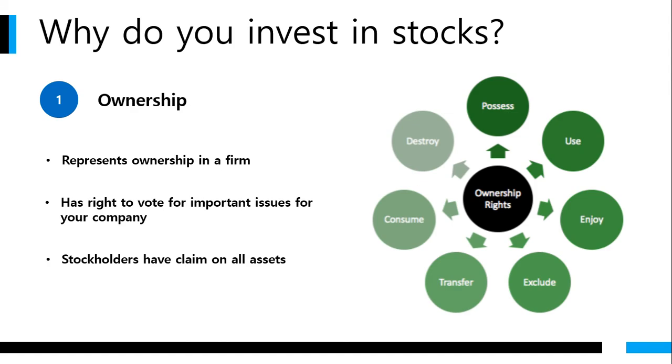The reason people are investing in stock is first for the ownership of a company. If you buy a stock of a company, then you can be one of those that represents that company. Because stocks represent ownership in a firm, you can have the rights to vote for important issues for your company and can have claims on all assets of the company.